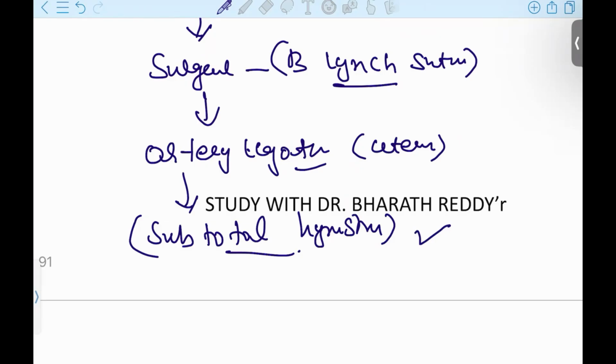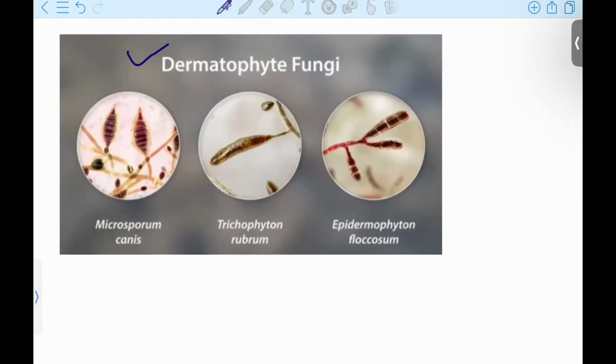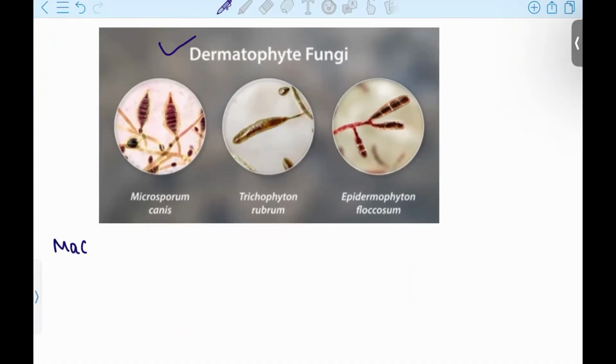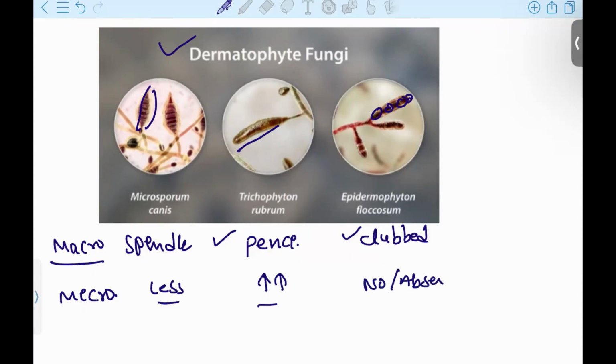Okay. Next, fungal infections and their features. Here you can see the dermatophyte fungi. The features in dermatophytes are macroconidia. Here you can see this is spindle shaped, and this is pencil shaped. These are club shaped. Okay, clubbed. These are the macroconidia, multiple. There are very few microconidia, and more microconidia are present in Trichophyton, and they are completely absent in Epidermophyton.